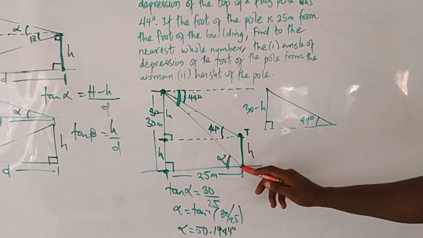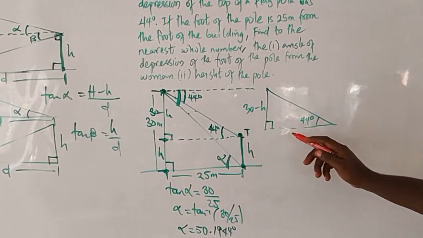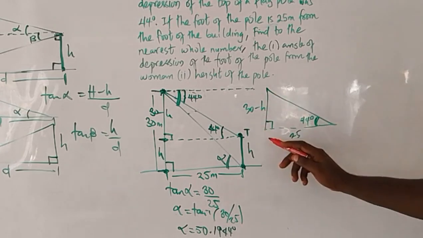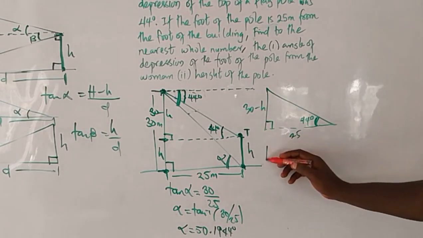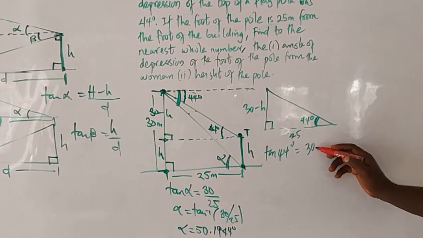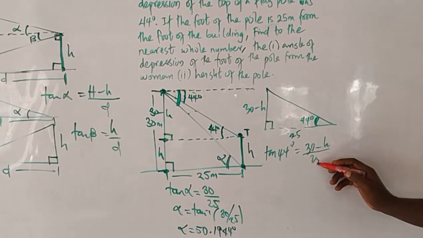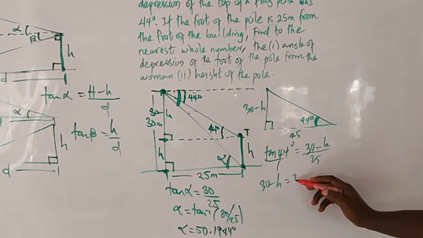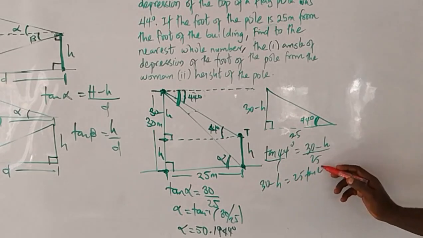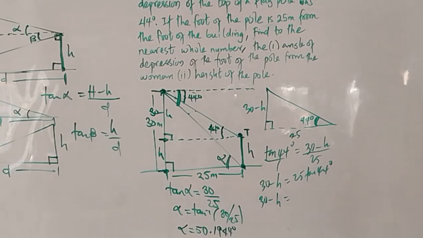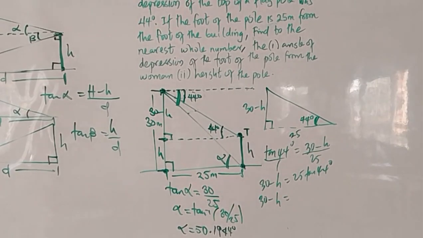If from here to here is 25, what will be from here to here? 25. So given this angle, this is the opposite, this is the adjacent. So we are going to use what? Opposite over adjacent, so tan. Multiply, we are going to have what? Equals 25. With the help of your calculator, what is 25 times tan 44?